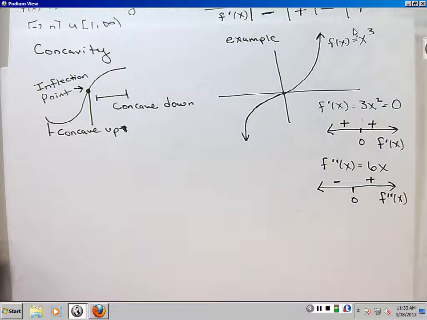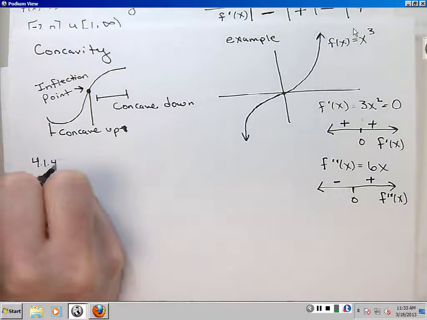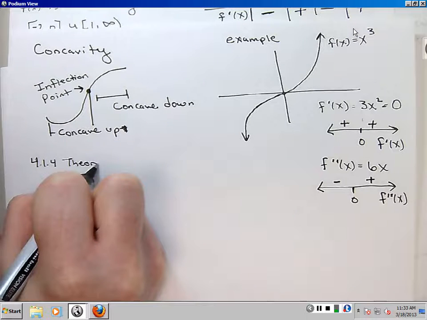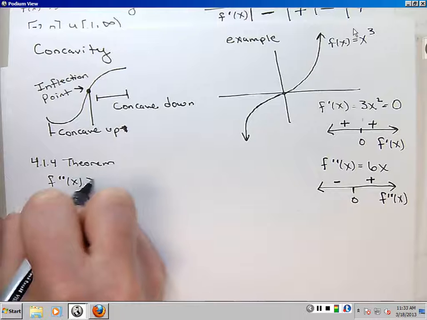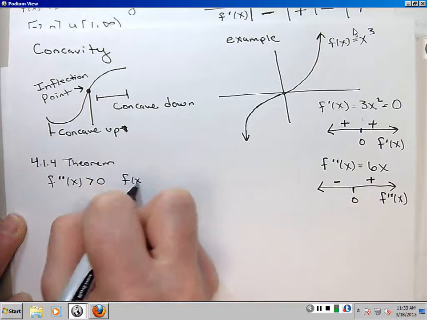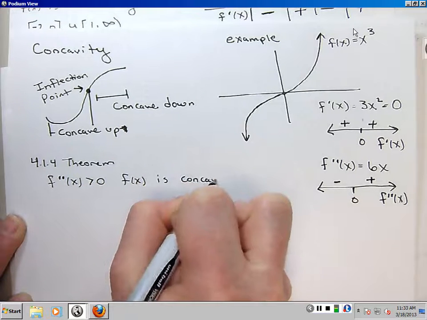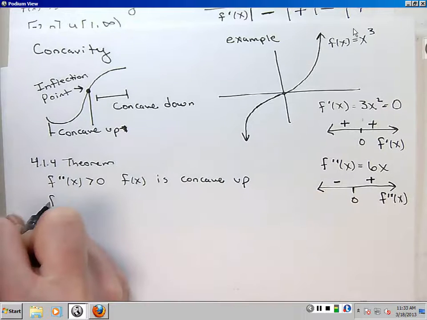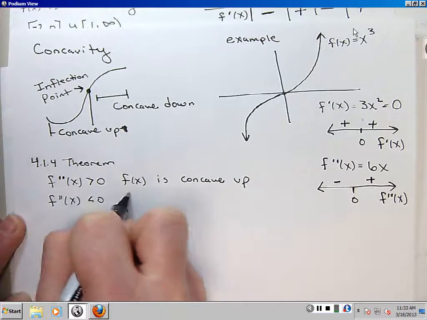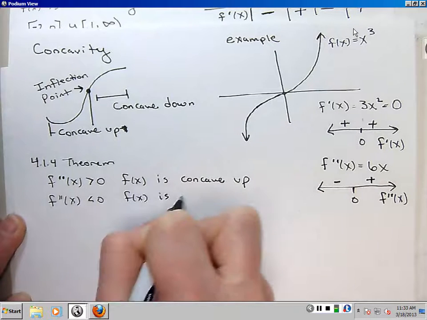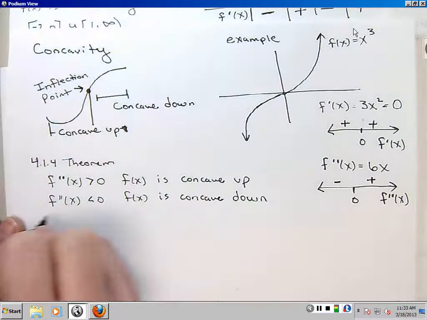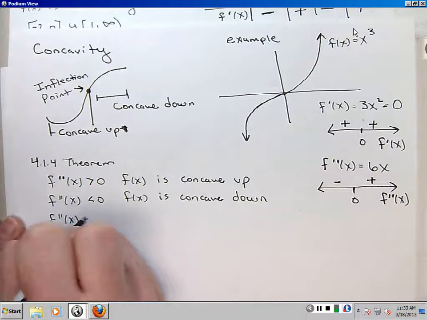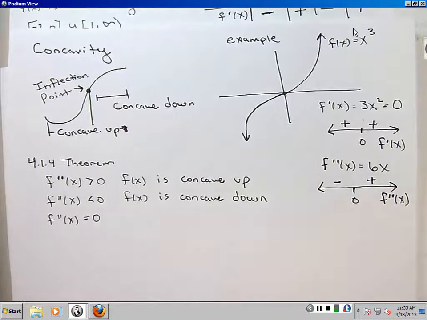So really this comes from 4.1.4. And this tells you when the second derivative is positive, the function is concave up. When the second derivative is negative, the function is concave down. And then when it equals 0, it's called an inflection point.